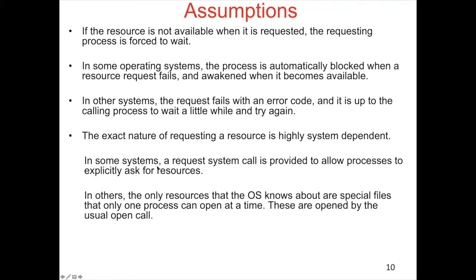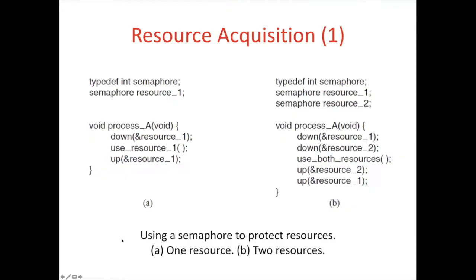The exact nature of requesting a resource is highly system dependent. In some systems, a request system call is provided to allow processes to explicitly ask for resources. In others, the only resources that the operating system knows about are special files that only one process can open at a time. These are opened by the usual open call. Here, an example of using a semaphore to protect resources is given. In part A, we have one resource, and in part B, we have two resources. This is the case where we have one resource.